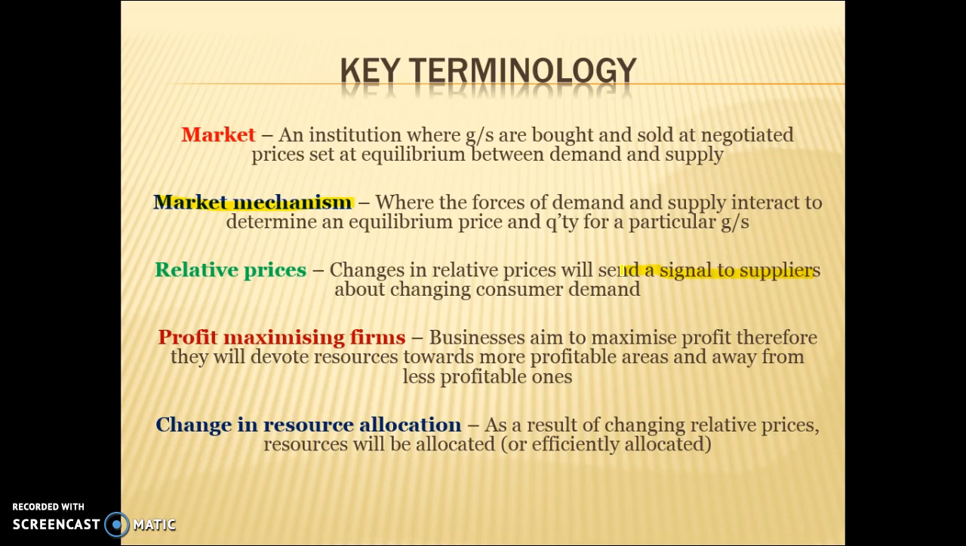That firms are profit maximizing, so you can always use that term: businesses aim to maximize their profits, and therefore they devote their resources to more profitable areas. Always have that in your answers related to any questions about the market mechanism or how resources are allocated in competitive markets. And the change in relative prices is what leads to a change in the allocation of resources.